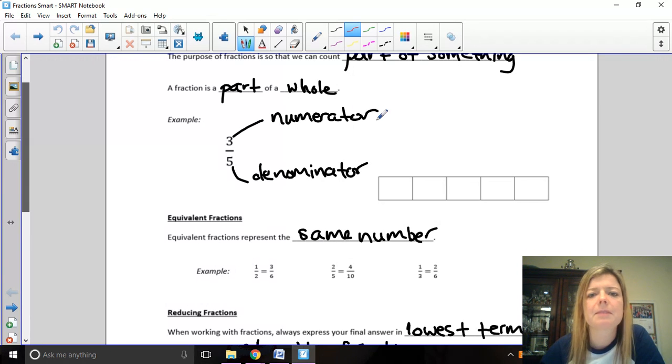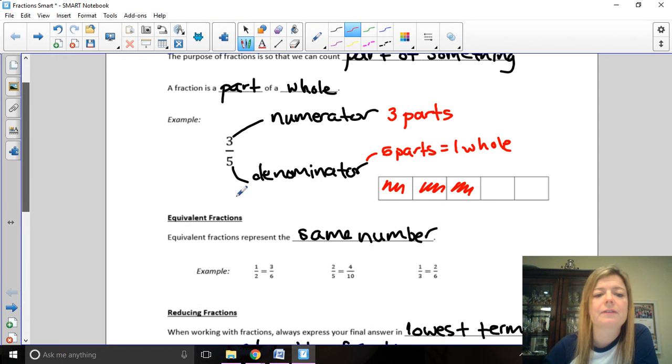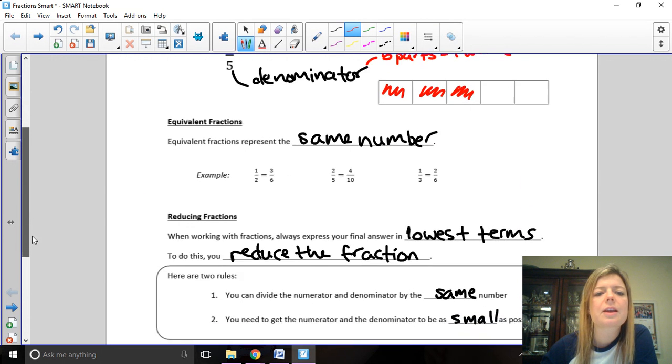So the numerator simply means that we are going to look at that many parts. So in this case, we're looking at 3 parts. The denominator means that's how many parts make a whole. So 5 parts, in this case, equals 1 whole. So we could draw a picture of that here by drawing something that takes up 5 parts to make a whole, 1, 2, 3, 4, 5, and then to show 3/5, we could just color in 3 of them. So that's 3/5.